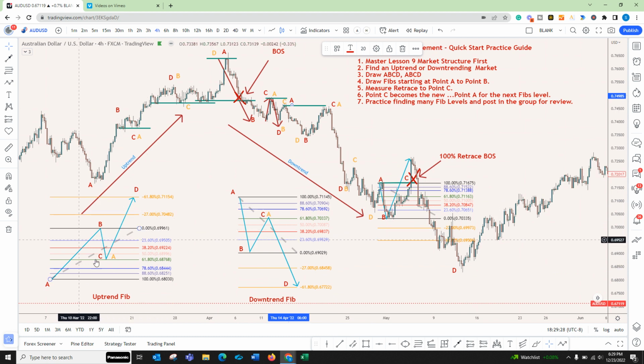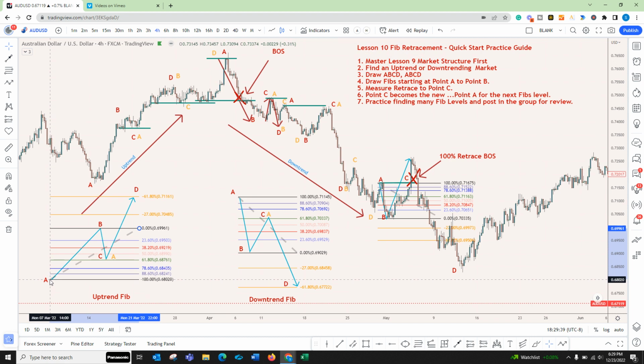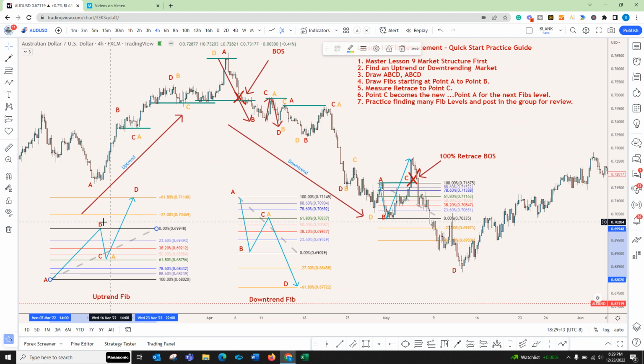I drew what an uptrend fib looks like, and over here, a downtrend fib. I marked point A. When we draw fibs, we start here at point A and draw it to point B. Point B is always 0%, so you've got to remember that. Point A is 100%, point B is 0%.